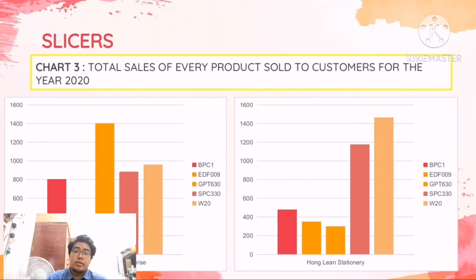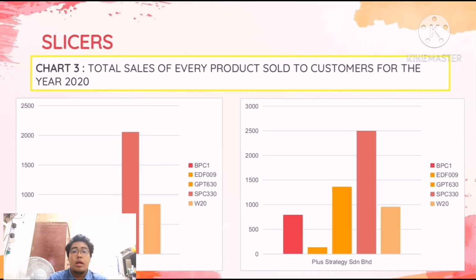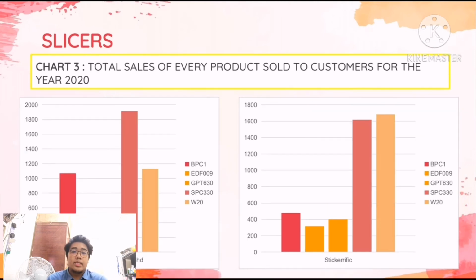For the slicer in SN Era Stationery Enterprise, the highest product that we managed to sell is GPT630, which is pencil, and for Hong Lian Stationery it is W20, which is marker. For LNS Stationery Neighborhood and Mercury Paper and Stationery, the lowest product that we managed to sell in 2020 is EDF009. Both companies, Pattern Stationery and Plus Strategies Neighborhood, have SPC330 as the highest product as they purchased from among us the neighborhood. Lastly, the slicer for Srigawa Stationery Berhad and Sticker Fit shows EDF009 as the lowest product that they buy from us.